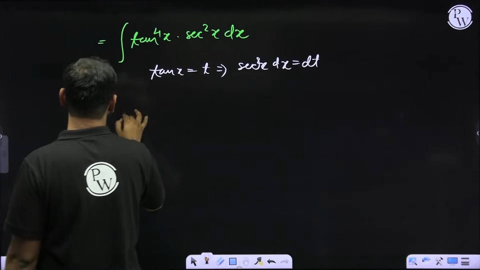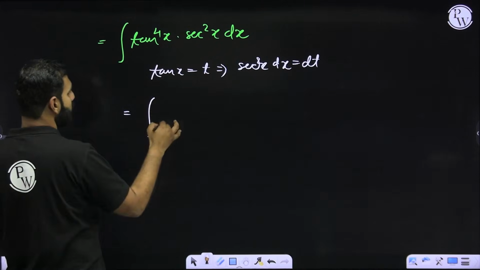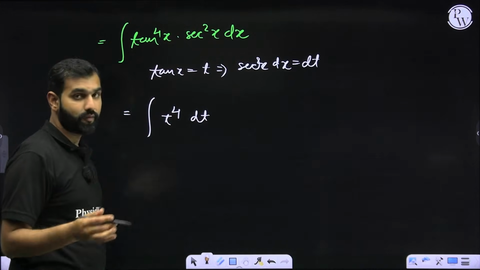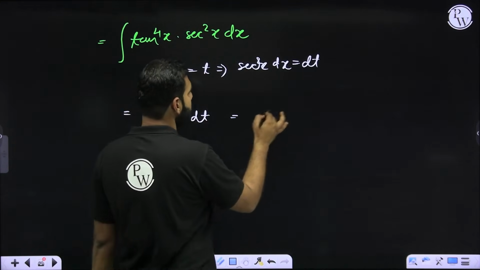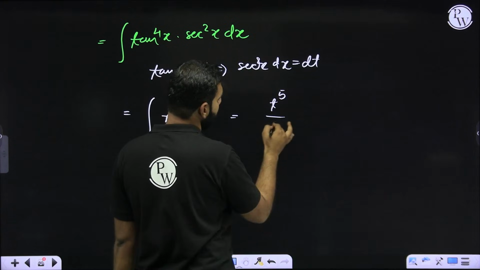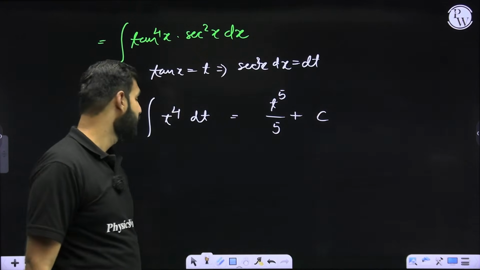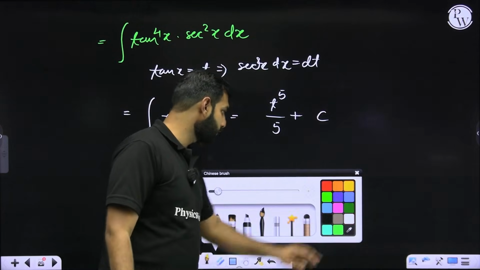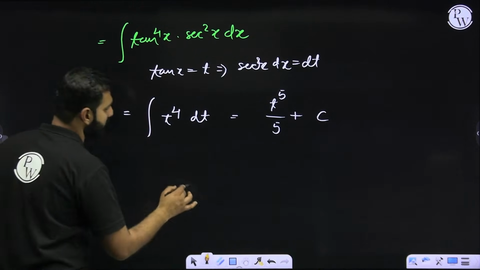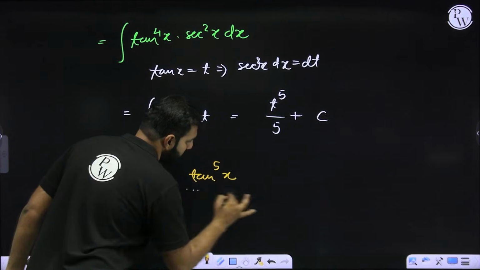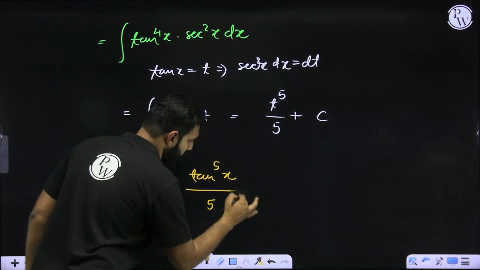So what will you have here? You will have integration of t to the power 4, sec square x dx is dt. What is integration of t to the power 4? It should be t to the power 5 by 5 plus c. I hope there is no confusion on that. So when I talk about t, what was t? I think t was tan x. So my answer will be tan x to the power 5 divided by 5 plus c.